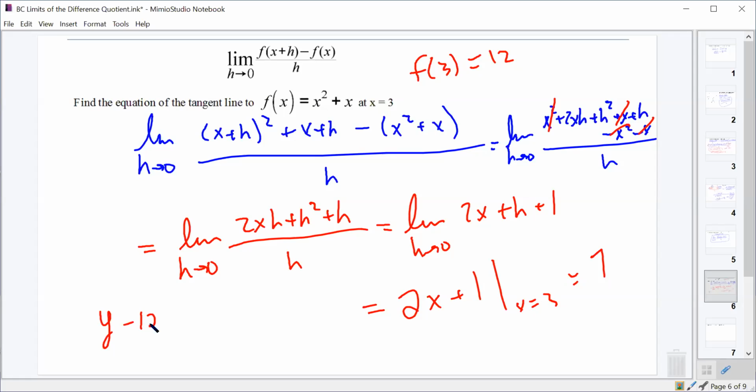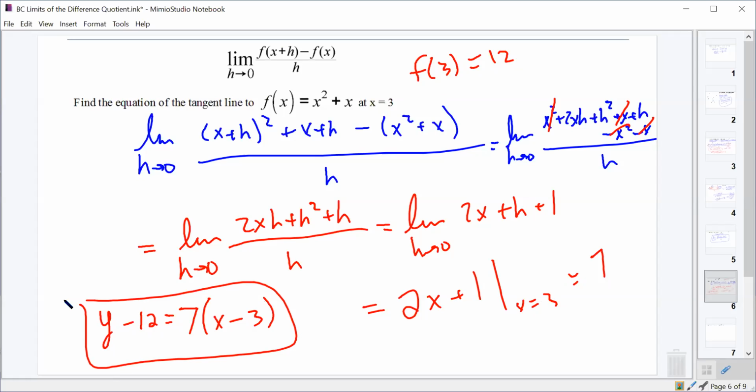So we can write it in any form you really want. I'll use point slope form. Y minus 12 equals 7 times x minus 3. And you can put it into slope intercept if you want, but there's never any reason to go and do that unless they specifically ask you to. Everybody good with that?